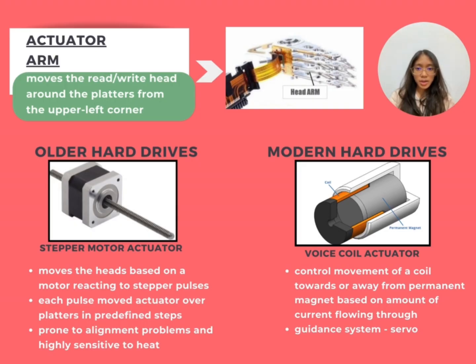So what is the actuator arm? It moves the read or write head around the platters from the upper left corner. Older hard drives used a stepper motor actuator that moves the head based on the motor reacting to stepper pulses. Each pulse moves the actuator over the platters in a predefined step. We don't use the stepper motor actuator anymore because it is prone to alignment problems and is highly sensitive to heat. The modern hard drives that we use right now use a voice coil actuator.